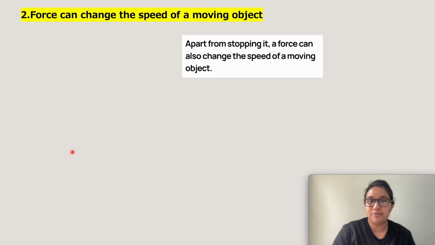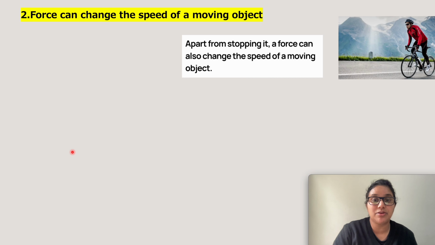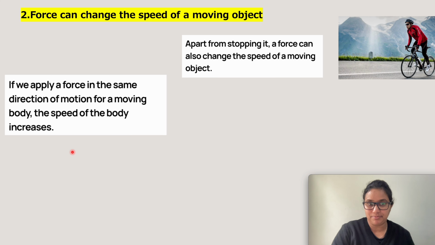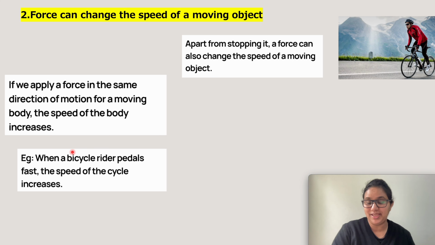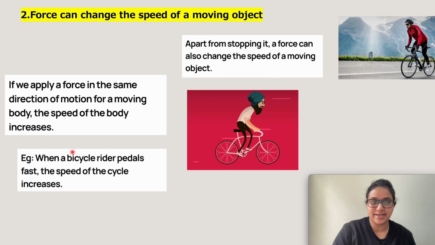Second effect, a force can also change the speed of a moving object. We have seen that if you want to stop a moving object, we have to apply force in the opposite direction. What will happen if you apply force in the same direction as the motion of a moving object? So the speed of the body will increase.